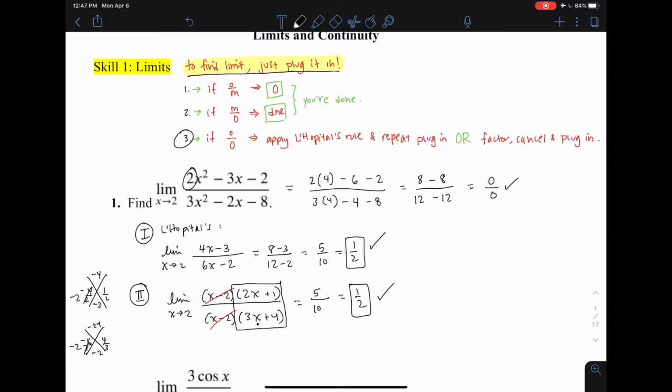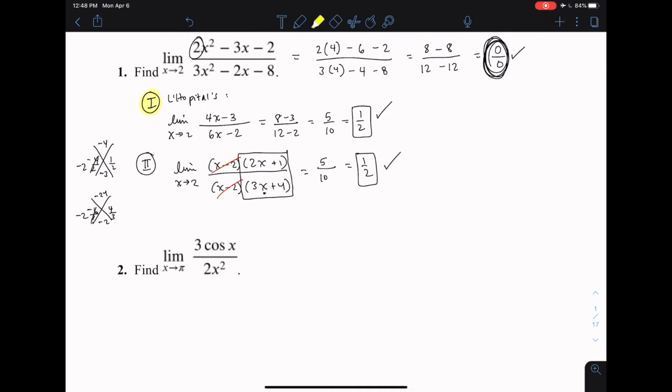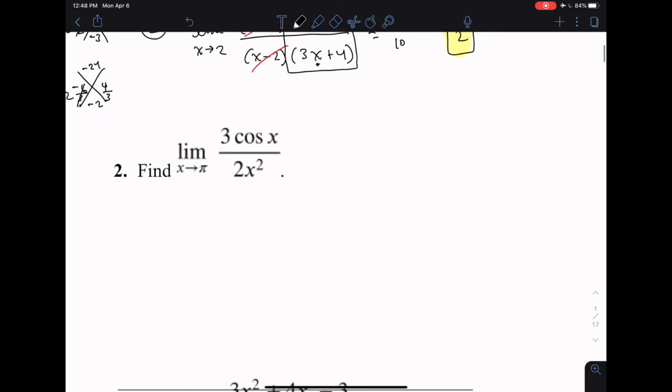So in this case, we could have factored, but probably the faster way to do it would be to simply apply L'Hopital's. It's up to you. But the key step is you have to get this 0 over 0 before doing either of these methods. All right, let's highlight our answers and move on. Okay, number 2, again, another limit problem. This time we're dealing with trigonometric functions. No big deal. We'll just plug it in.